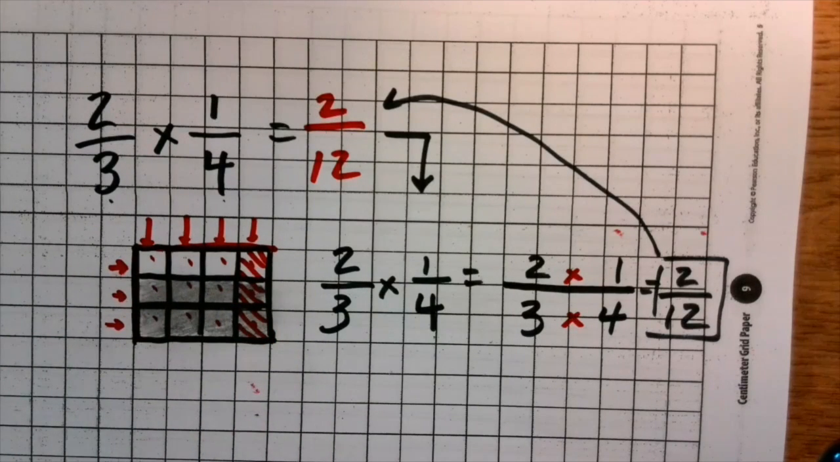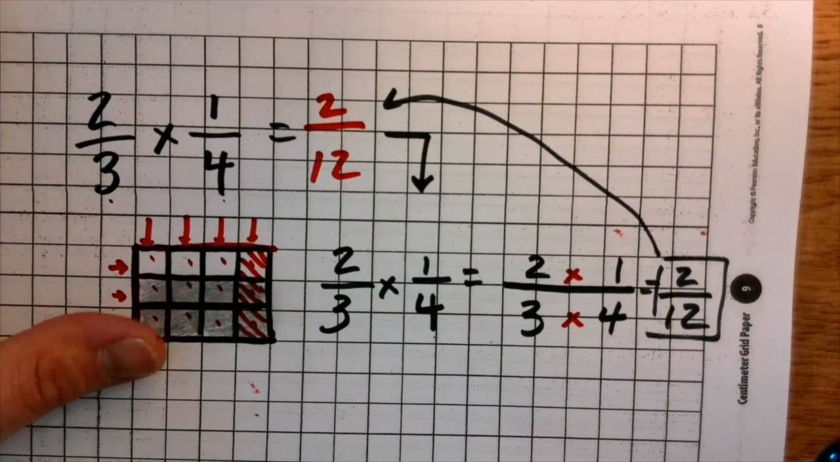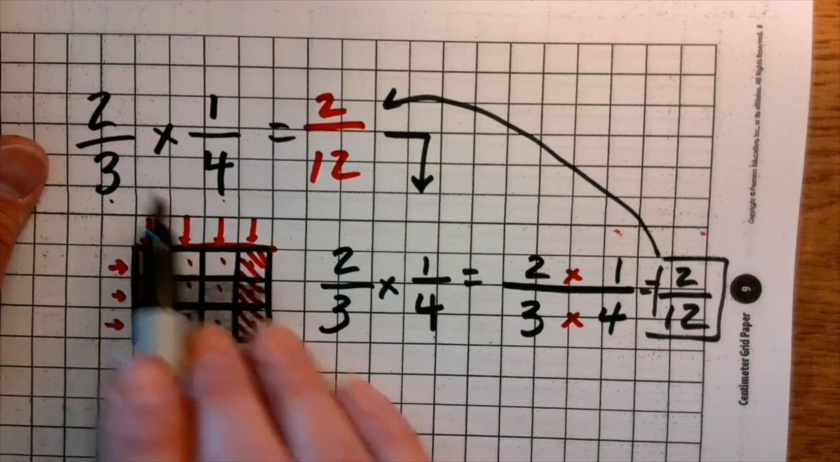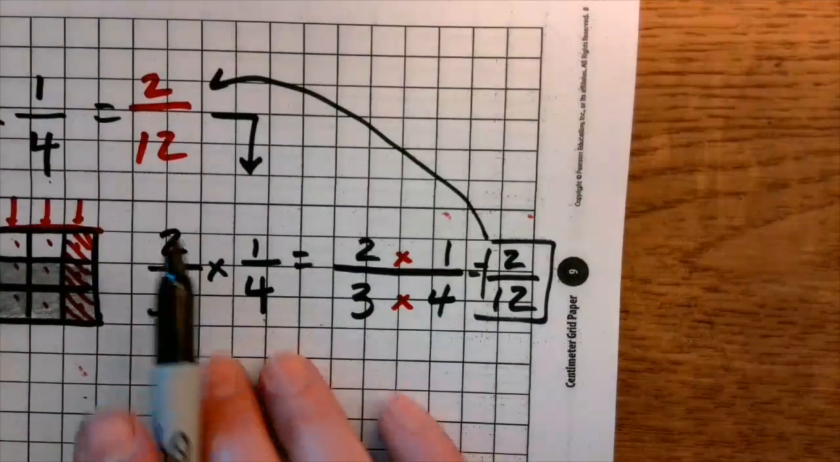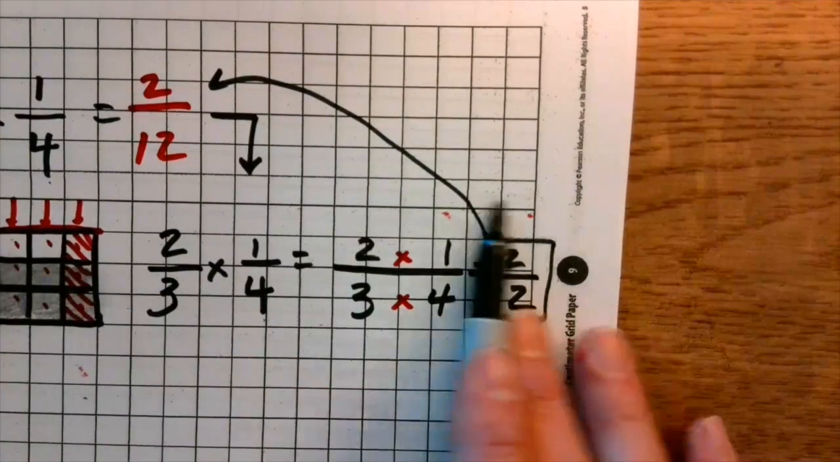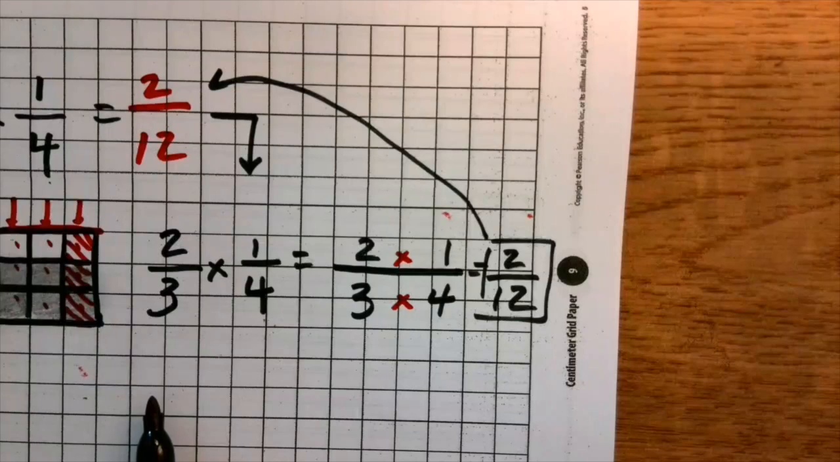But making the connection of area and fractions is fraction multiplication, I'm sorry. Making that connection of area to fraction multiplication is very, very important for students to understand why this algorithm works. Why this algorithm works right here.